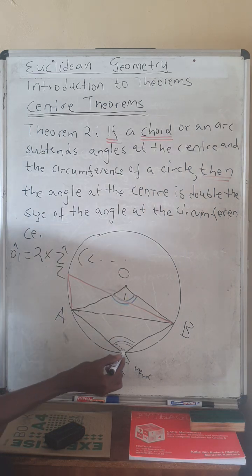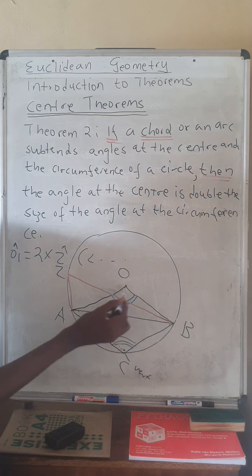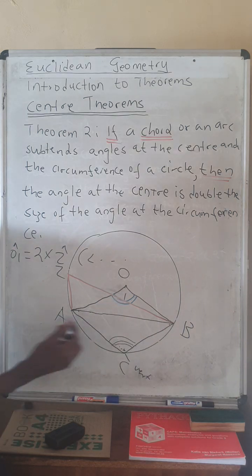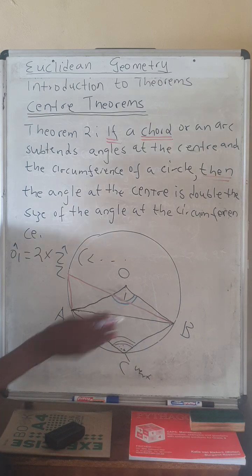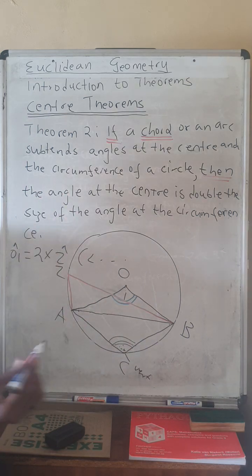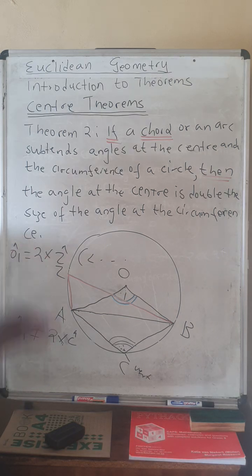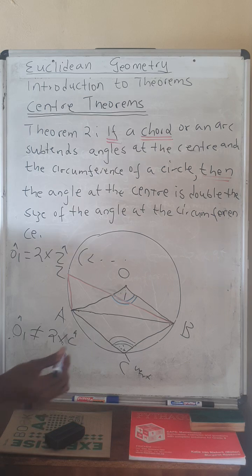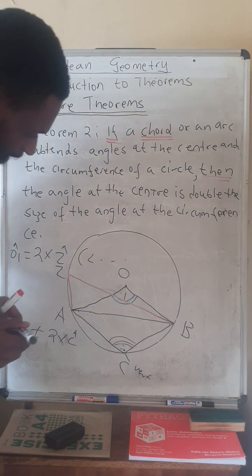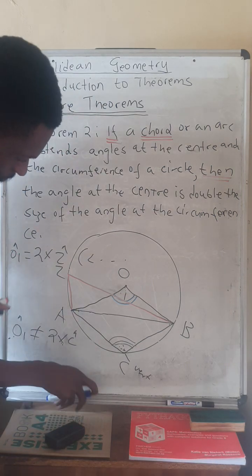But when you come to this angle, yes, this angle is subtended by the same chord which subtends the angle at the center. But in this case, the two are not being subtended on the same side of the chord. So you can't say angle O1 is twice angle C here. It's not going to work. Angle O1 is not equal to 2 times angle C, because these two are not being subtended on the same side of the chord.